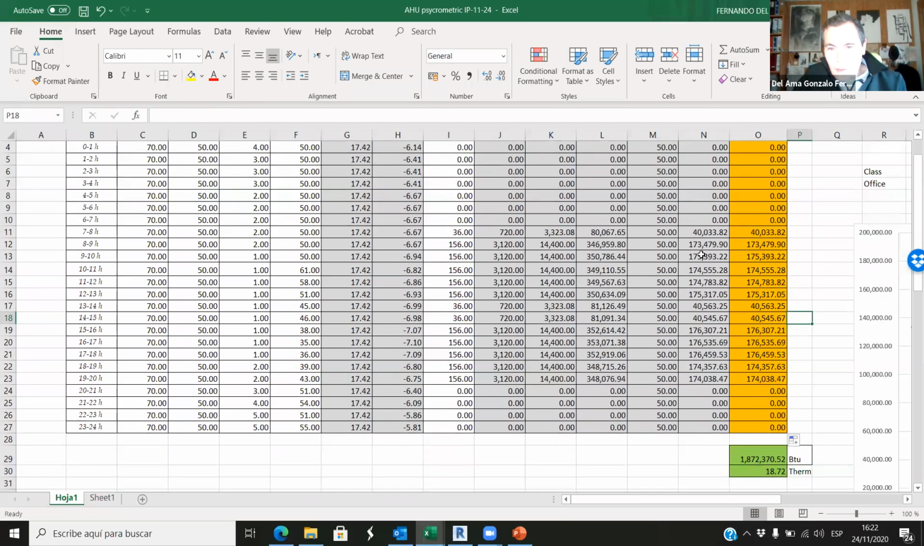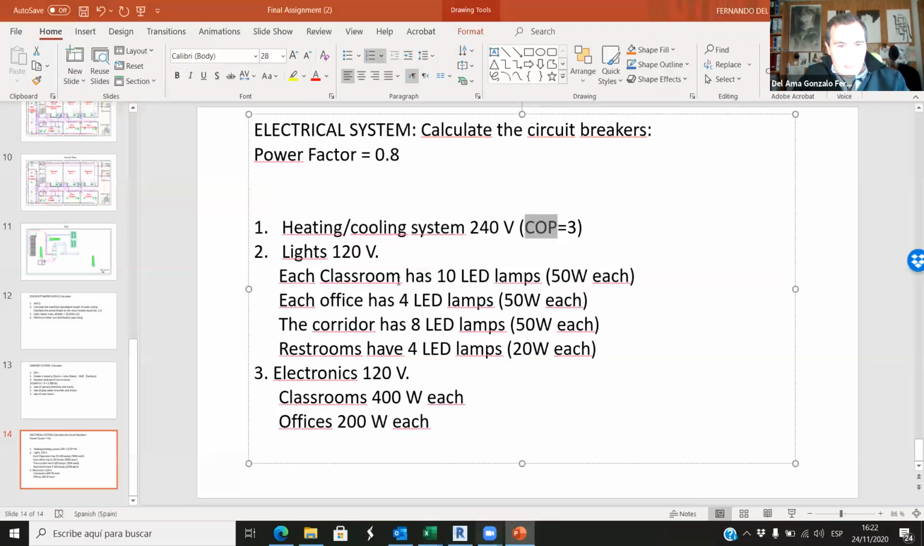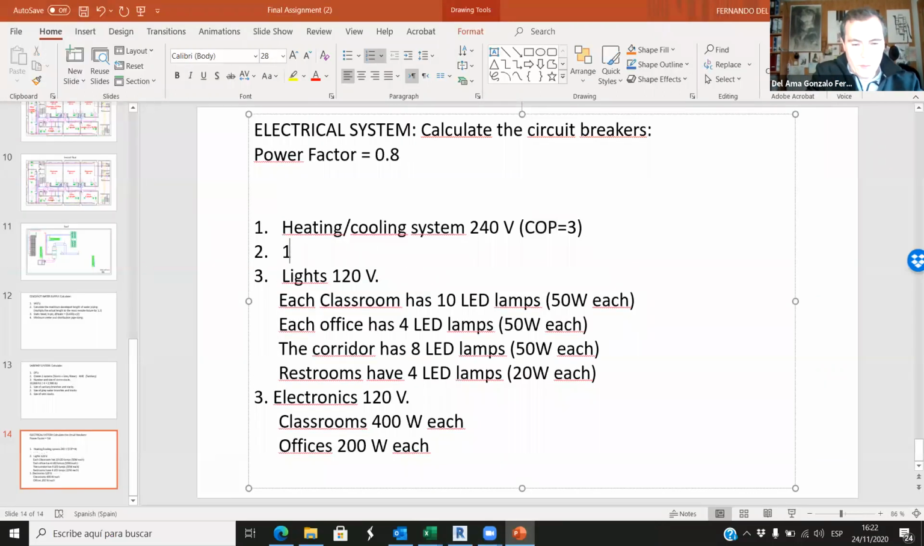So what is the maximum? It is 176,535. Yeah, I think this one is the maximum. Okay, at this point, because this is the lowest temperature and the highest occupancy. So it depends on many factors. So the maximum power that we have is this, 176,535. So I can write it down: 176,535 BTU per hour.